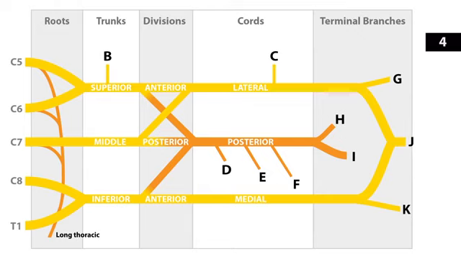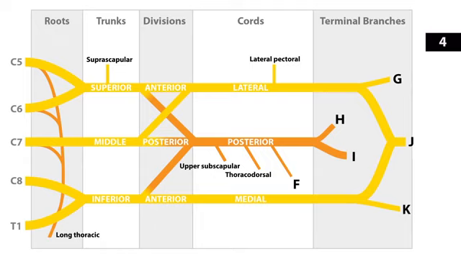Letter B is the suprascapular nerve, which is coming off of the superior trunk, and the suprascapular nerve innervates the infraspinatus and supraspinatus. Letter C, coming off of the lateral cord, is the lateral pectoral nerve, which innervates the pectoralis major. Letter D is the upper subscapular nerve, which innervates the subscapularis. Letter E is the thoracodorsal nerve, which innervates the latissimus dorsi.